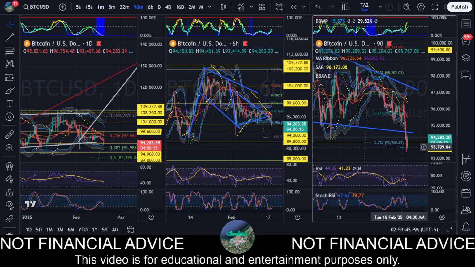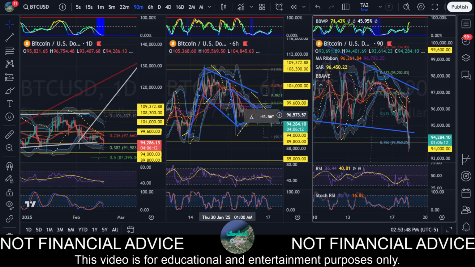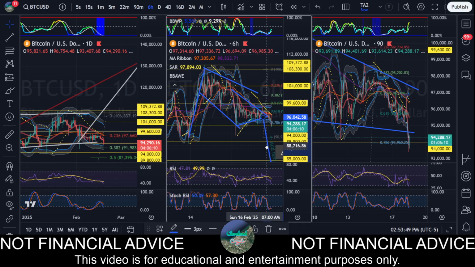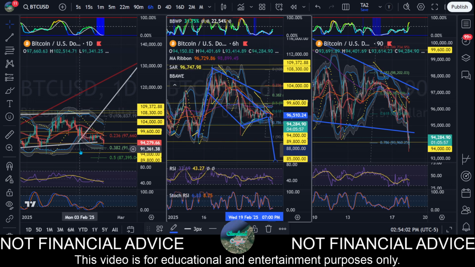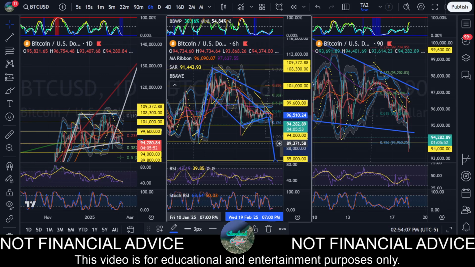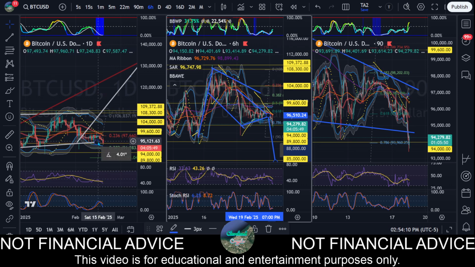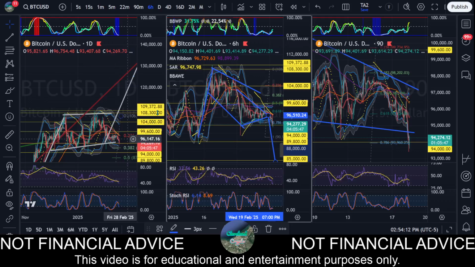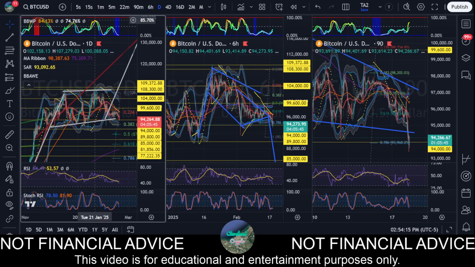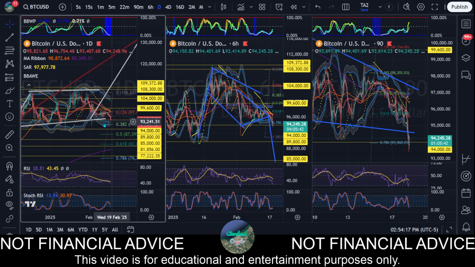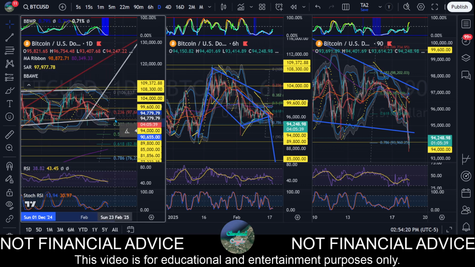Hopefully this 94K level can hold, but if not, then we're going to be watching for this bear flag on the 6-hour chart to play out all the way down to about 85K, the number we've been talking about for a while. And if a move down to 85K did occur, well, that would mean that we are falling out of this bull flag here on the daily chart. Bring that up a little bit. We'll be falling out of the bull flag here on the daily chart.